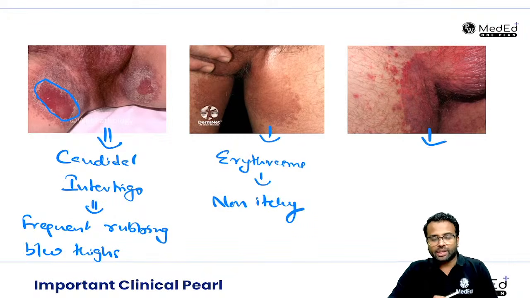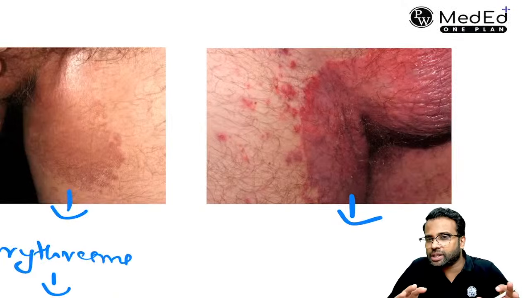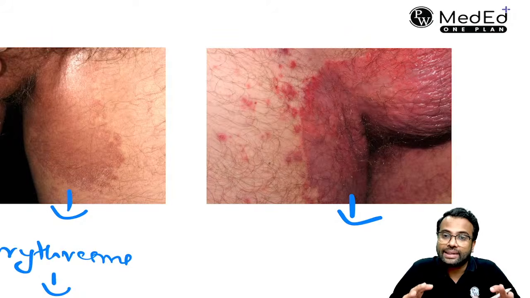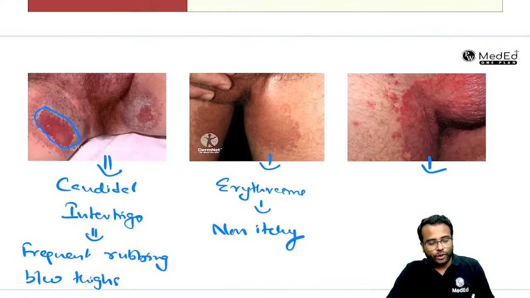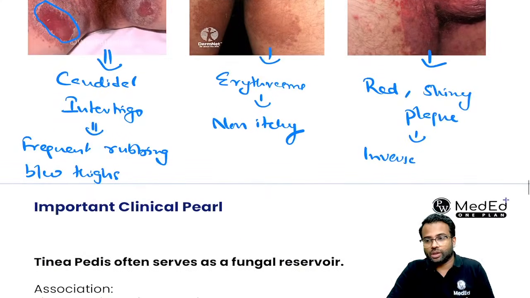अब ये तीसरा image देखो, इस image में क्या है? We can see that the skin has become red in color है ना. यहाँ पे एक erythematous plaque, shiny plaque lesion दिख रहा है आपको. So when you see red shiny plaque lesions, then think about inverse psoriasis. Inverse psoriasis.